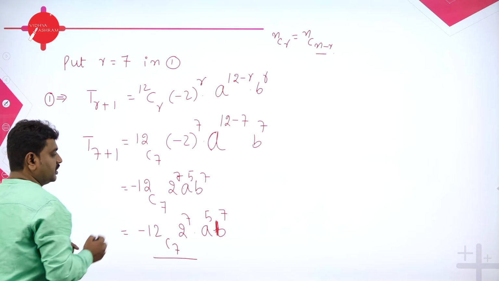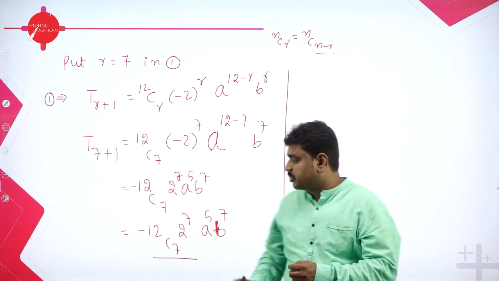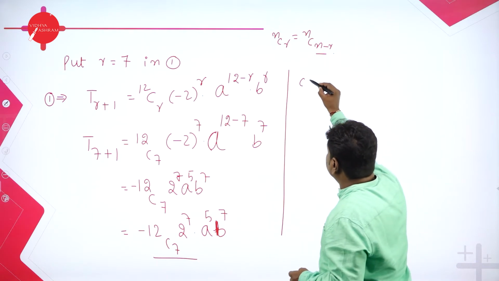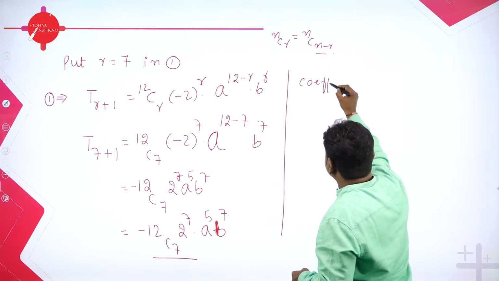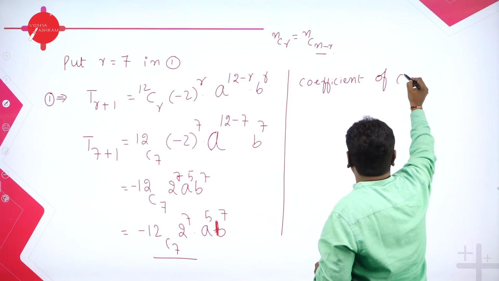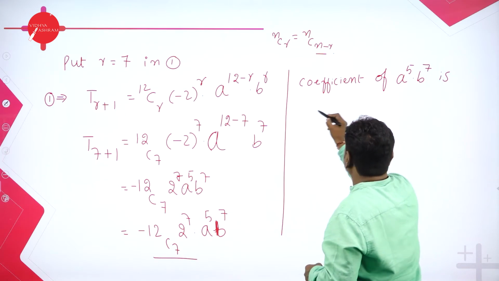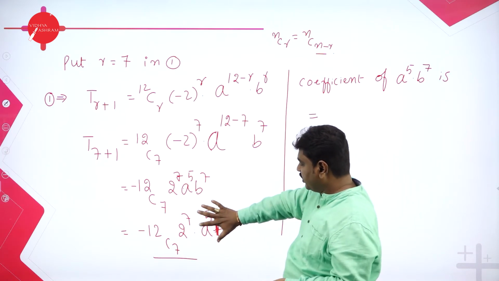Now this is the coefficient. So now they want the coefficient, so we'll write the coefficient. We expanded and we got the value, write this. So the coefficient of a power 5 into b power 7 is equal to, with a power 5 b power 7, what is this?